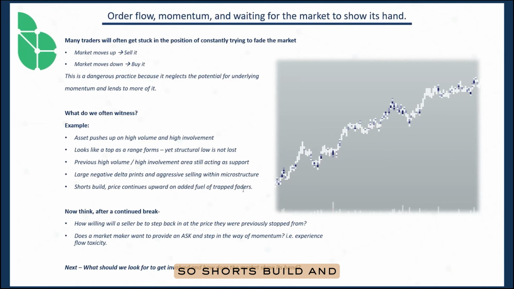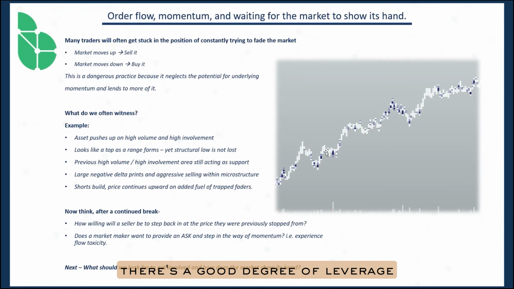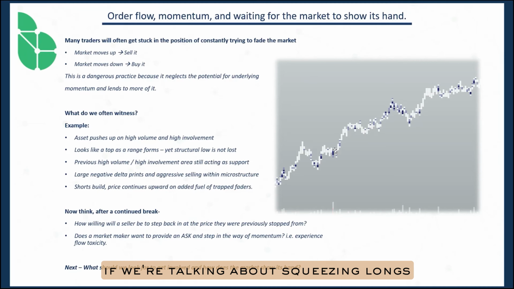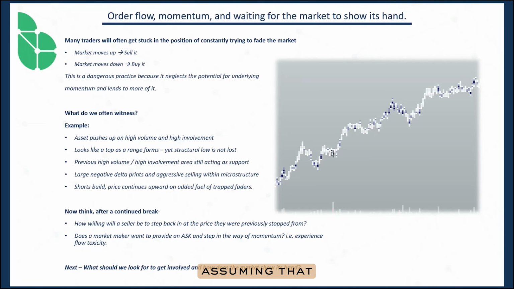Okay, so shorts build and price continues upward on added fuel of trapped faders. Trapped faders, trapped traders, basically the same thing in this case, right? So this is how momentum builds. Someone takes the opposite side of the trade on a futures market, a peer-to-peer exchange. That can be quite explosive, especially when there's a good degree of leverage involved. When they're stopped out, when they're liquidated, we have upward price movement. In the case of taking shorts, we have downward price movement if we're talking about squeezing longs out of position. But this is how a trend begins. It starts with everyone assuming that this is just a portion of noise.